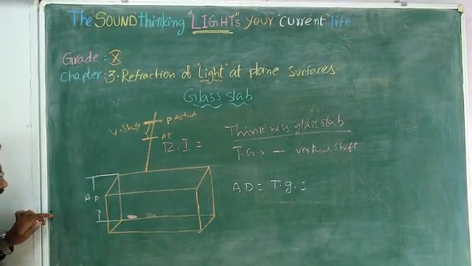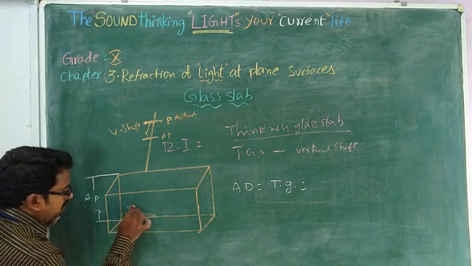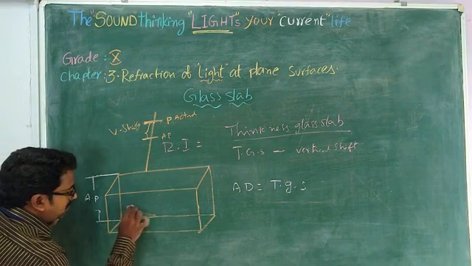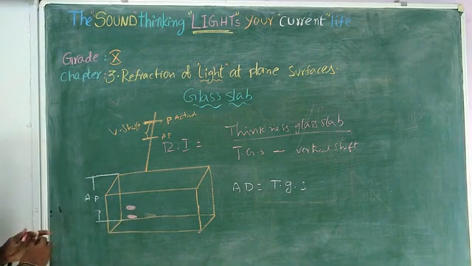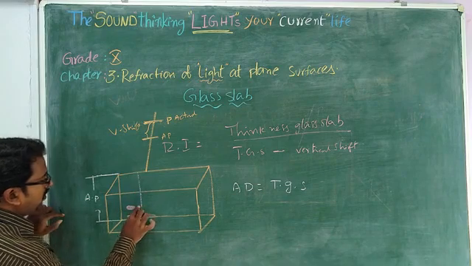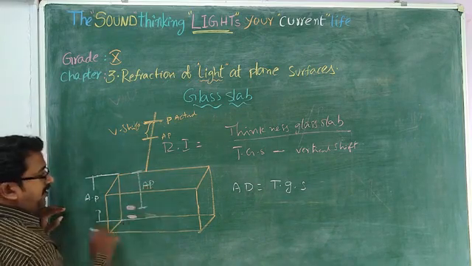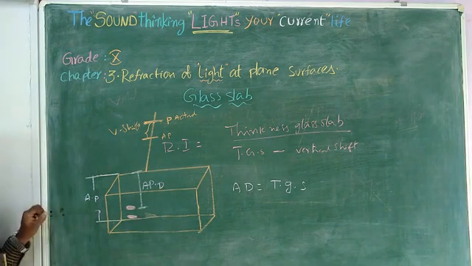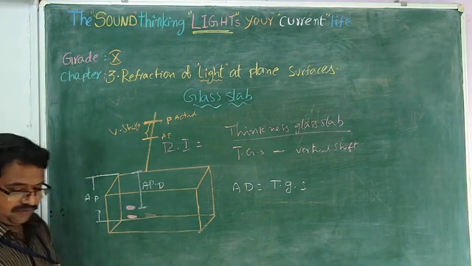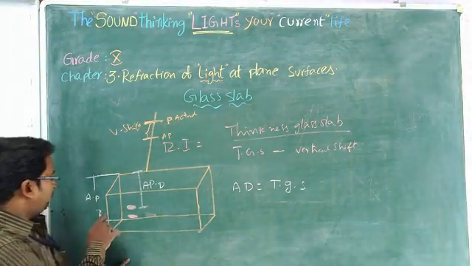It is about actual position, means actual depth. But what is happening? This object does not appear here. It seems to appear here. Means it's about apparent depth, means from here to here. It is apparent depth. Clear? Okay, children, have you understood this?